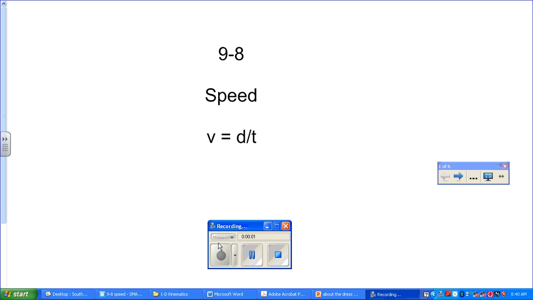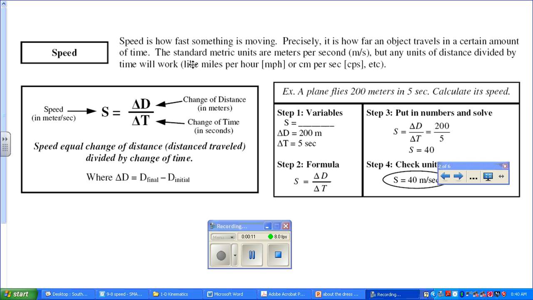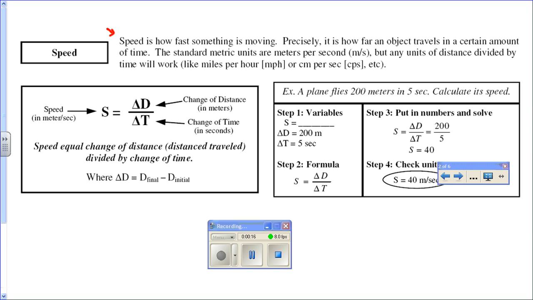Looking at speed. This is for regular physics students. So if you're pre-AP, this video isn't for you. So we'll be looking at speed. So we started with this worksheet. Speed's how fast something is moving, right here. And so specifically, it's the change in distance over the change in time.